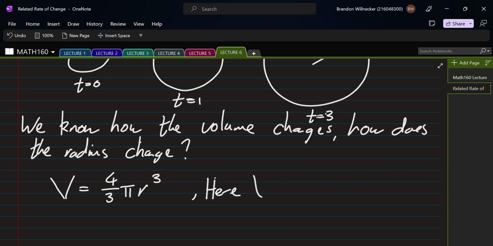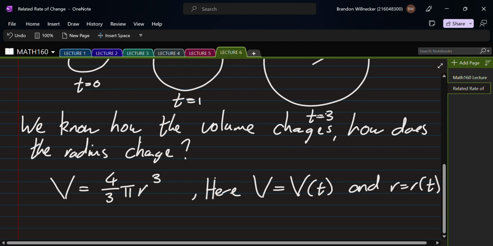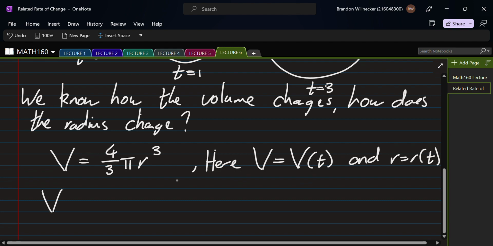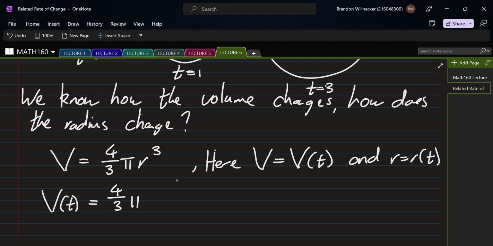So here, V is actually a function of time, and r is a function of time. They're not constants. Let's substitute that and see what we get. V is going to be V of t, since it's a function. We have 4 over 3 pi r, that's going to be r of t cubed. That's just so that we know that both of these are functions of time and not just some constants.